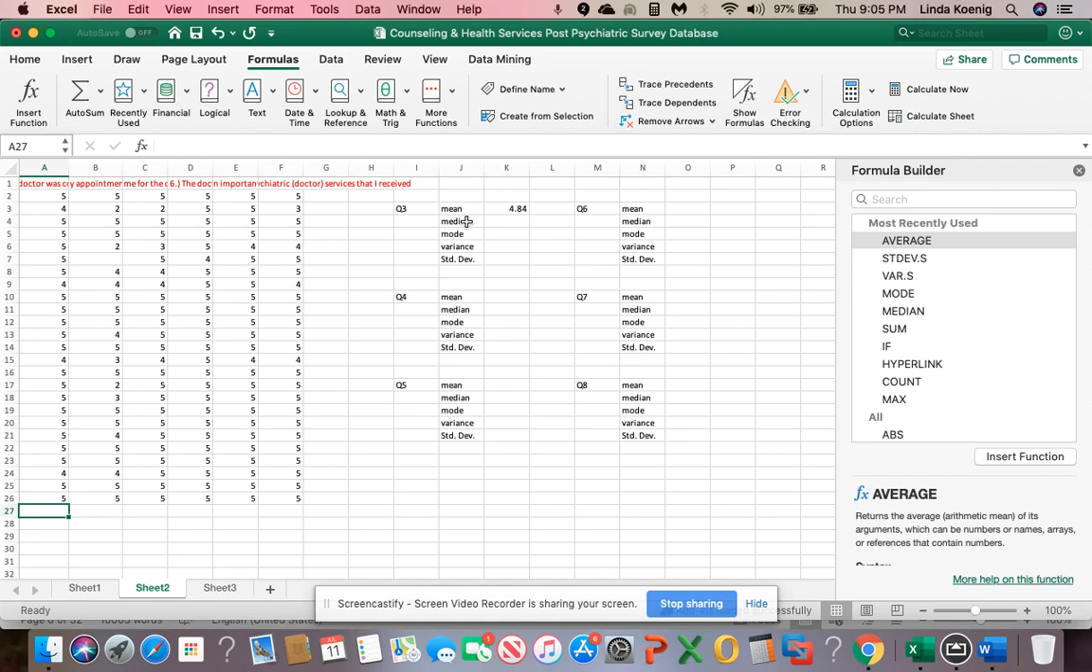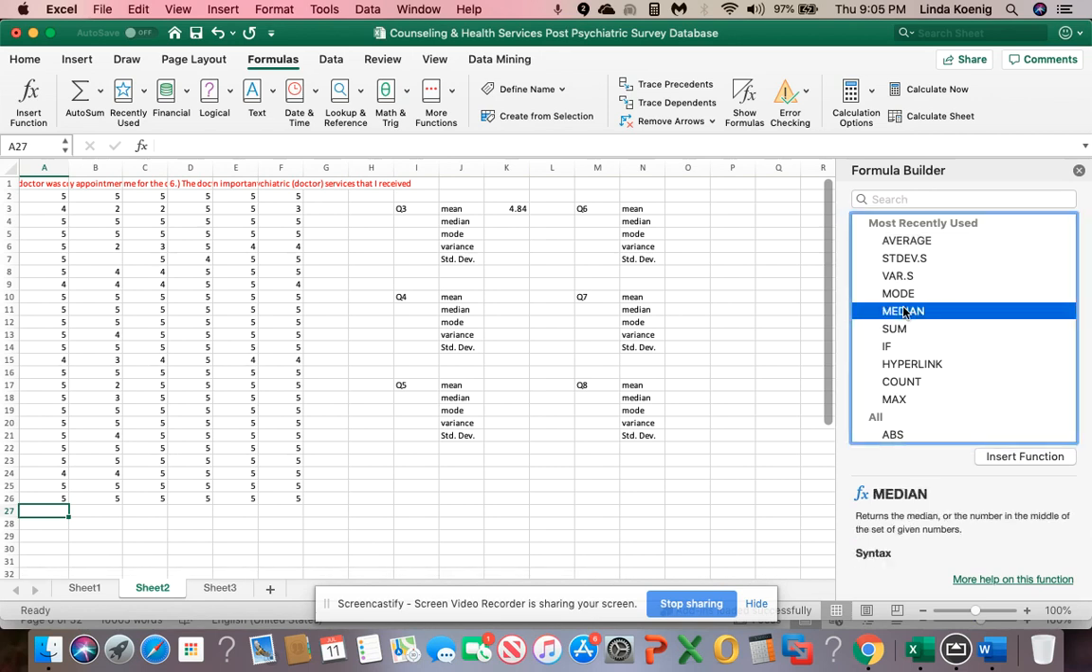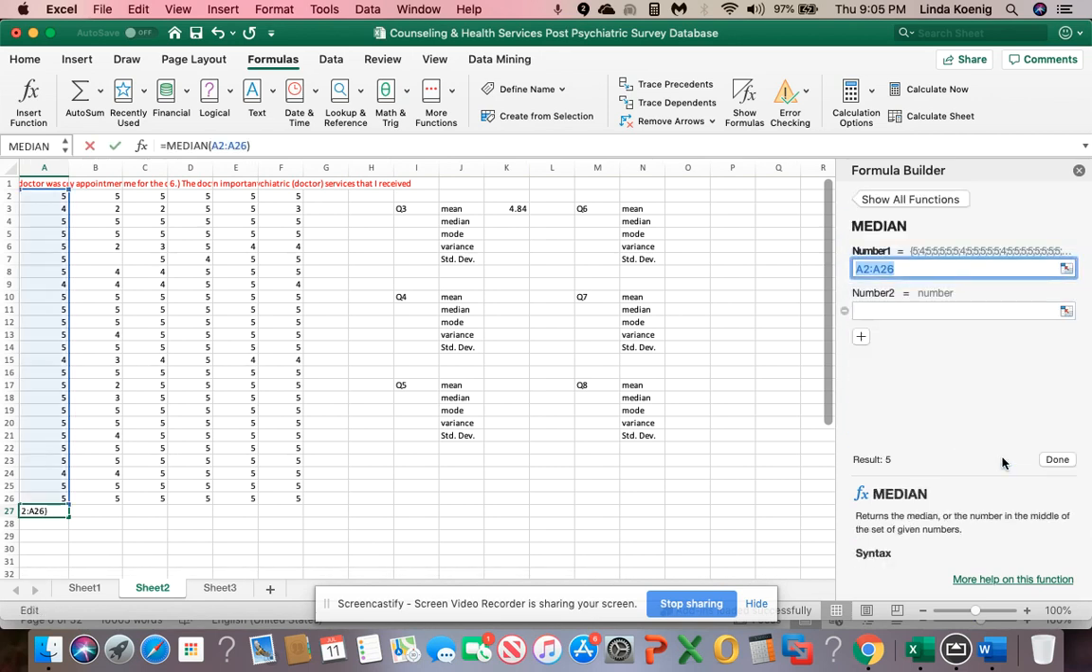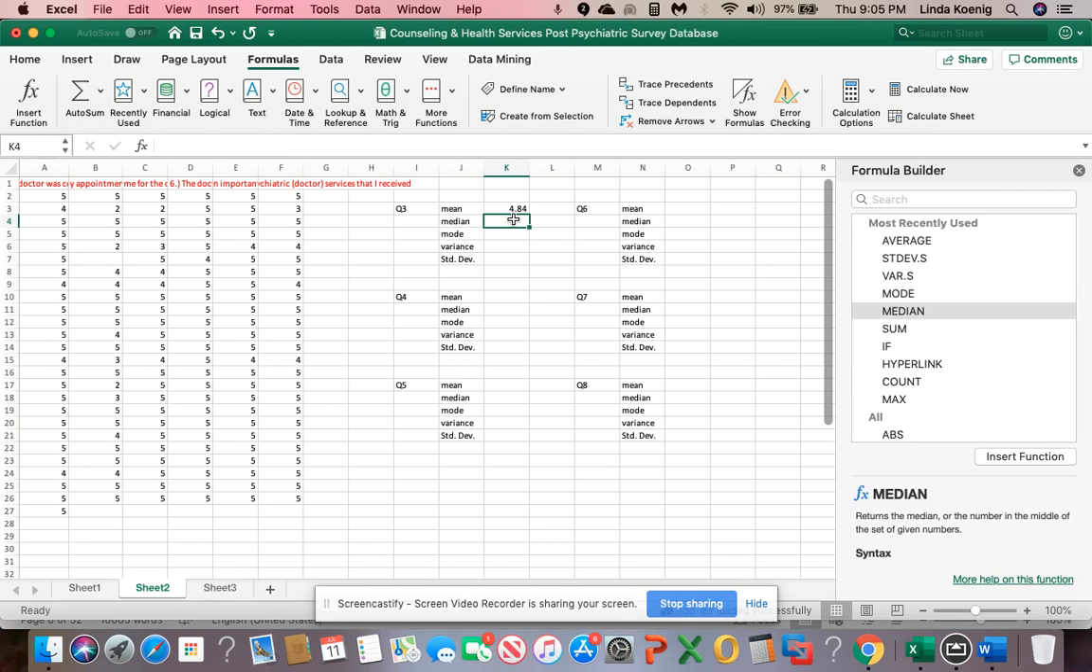And I want to find the median, again, of this column. I've already got my cursor here. So I'm going to highlight median, and I'm going to ask it to insert that function. And it's going to give me a result of 5. I'm going to turn that off, and I'm going to go put 5 under median. And I'm going to keep doing that.